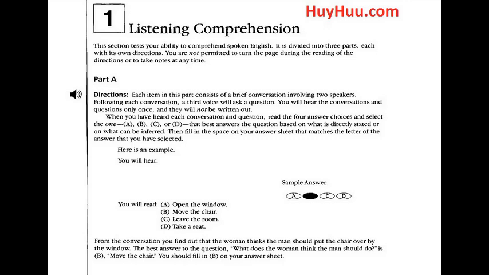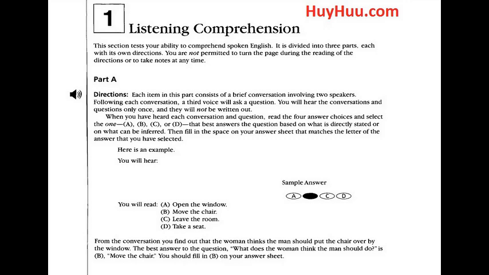Practice Test 2, Section 1, Listening Comprehension. Find the directions for this test in your textbook and read along with them as they are read to you on the tape. This section tests your ability to comprehend spoken English. It is divided into 3 parts, each with its own directions. You are not permitted to turn the page during the reading of the directions or to take notes at any time.